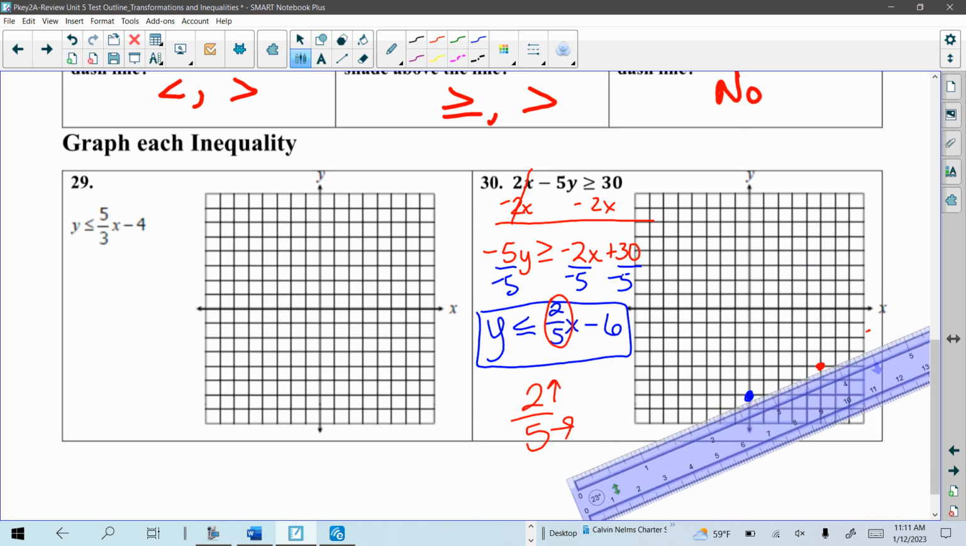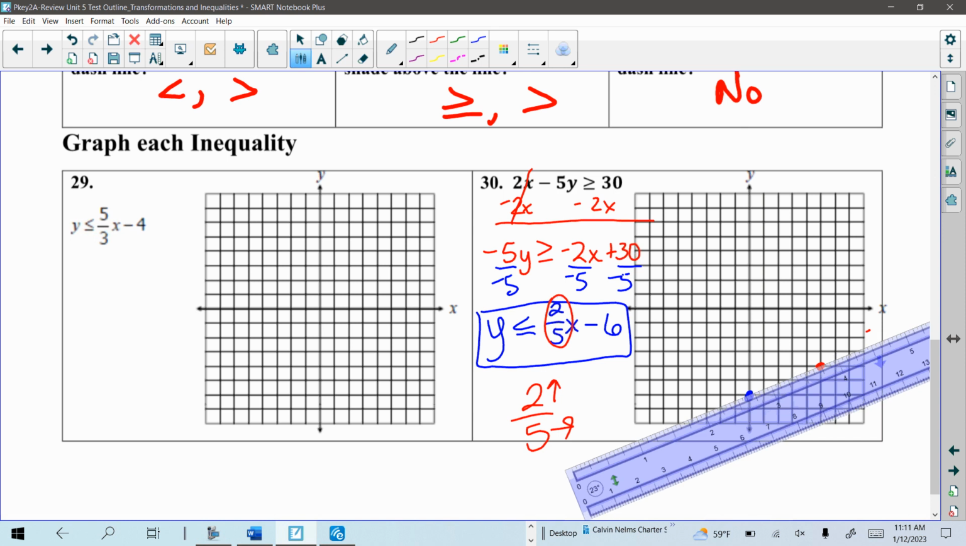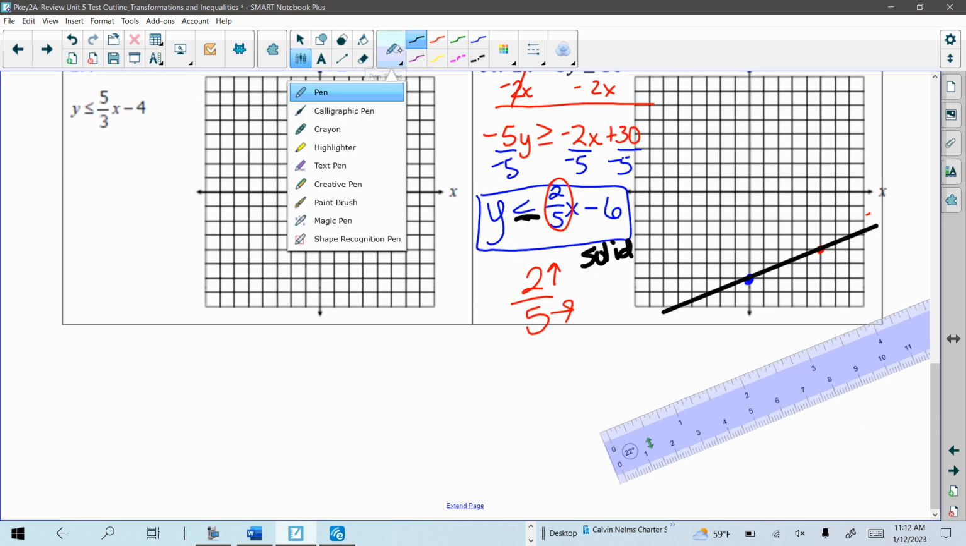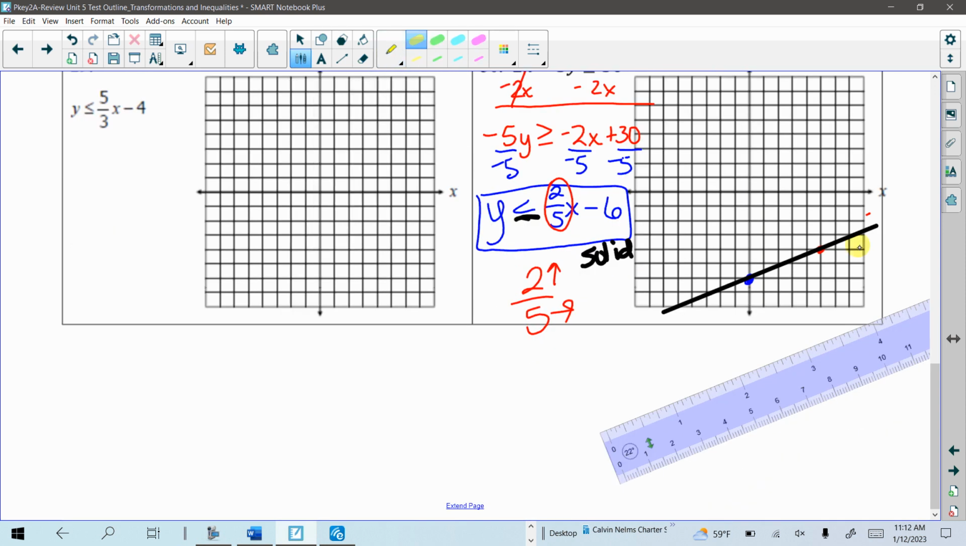And we're gonna shade, well, first, what type of line is it gonna be? Line type. Even equality. Solid. Solid line. Look at this right here. That's gonna be solid. And now we're gonna shade, yes, below. You can also, if you prefer, put an S where the solution set would be. Very good.